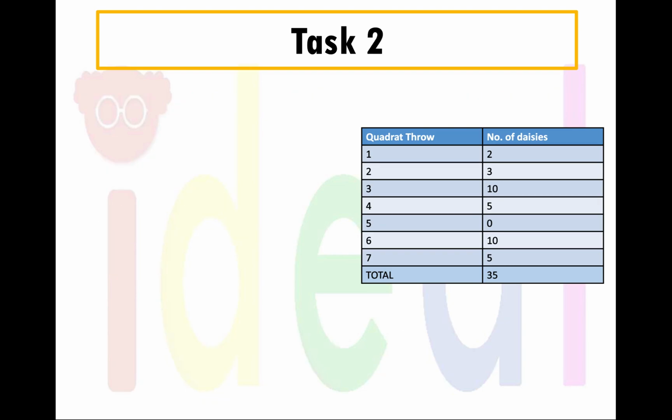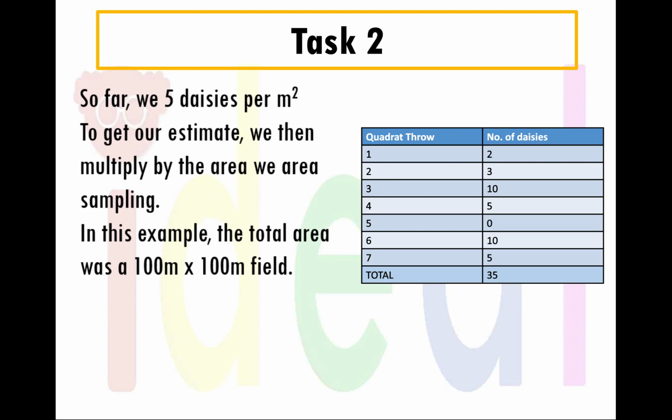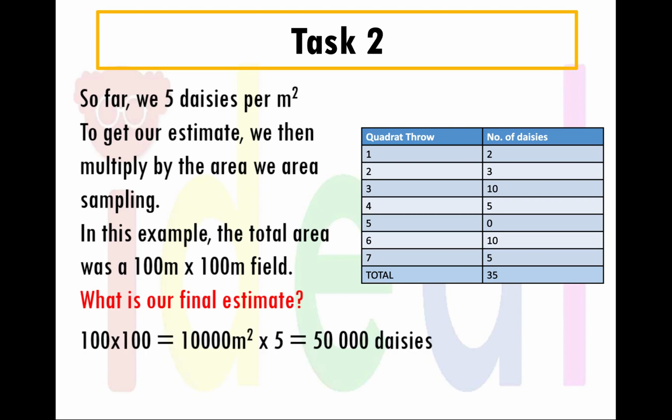So once we've got that number, we can do some other things with it. So we've got 5 daisies per metre square at the moment, but we want to know how many daisies there are in the entire area that we've sampled. And to do that, we need to multiply by the area that we've got. So in this example, we are using a field, and this field is 100 metres by 100 metres. So the first thing we need to do is times 100 by 100, and that gives you 10,000 metres squared. So that's how much area we've got in the field.